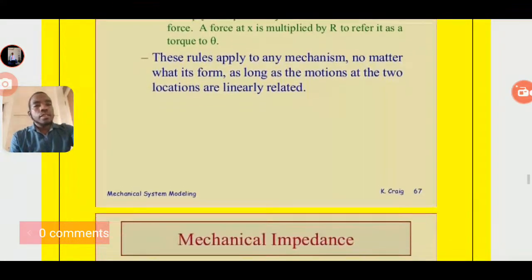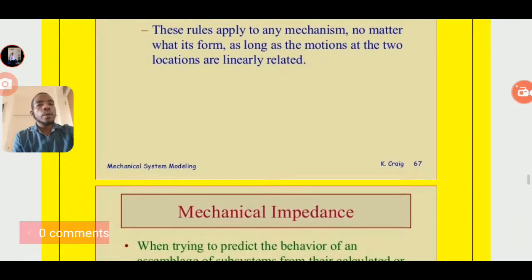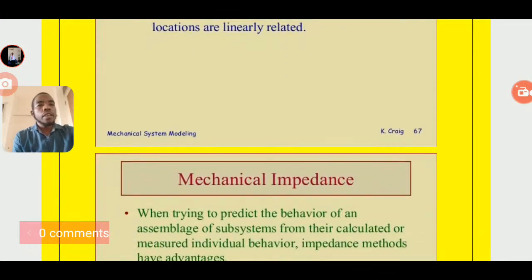That means these rules apply to any mechanism, no matter what form it takes, as long as the motions at the two locations are linearly related.